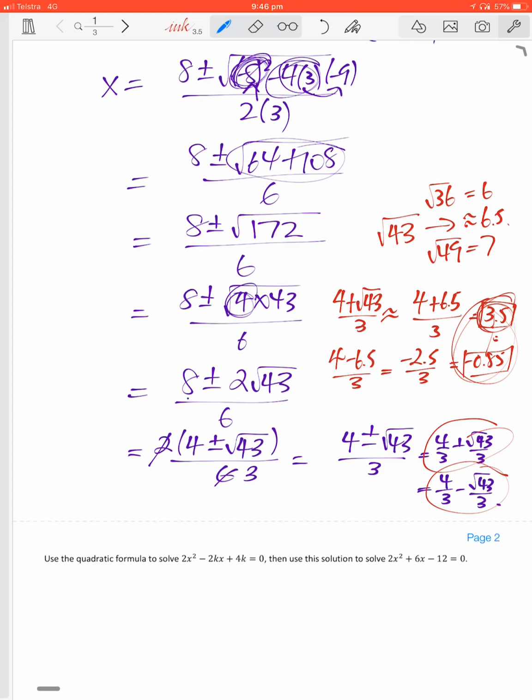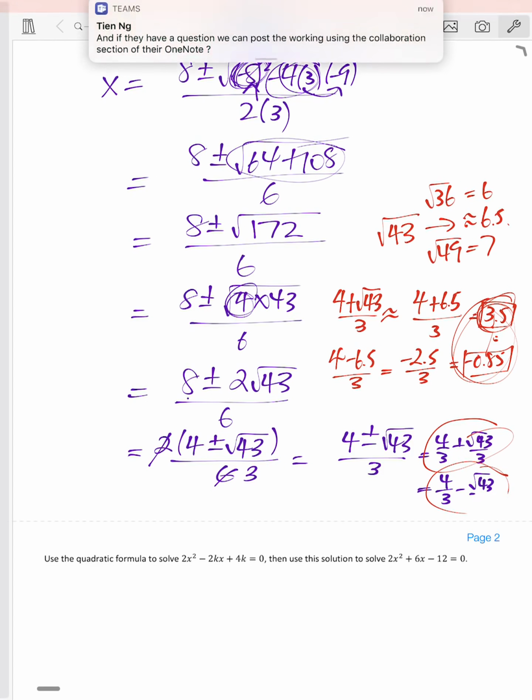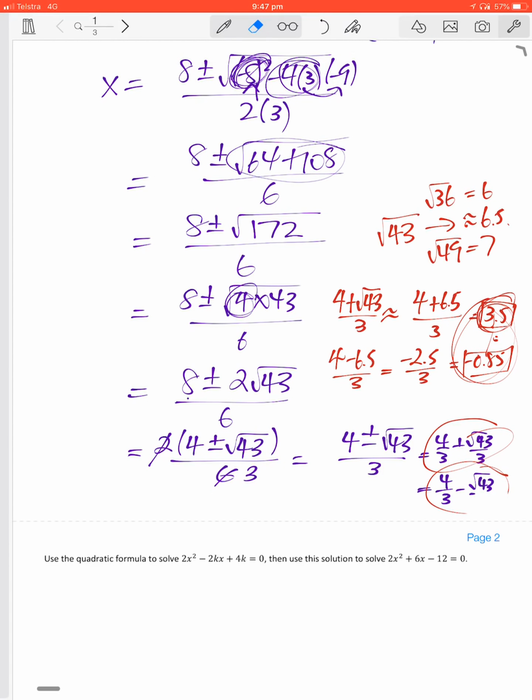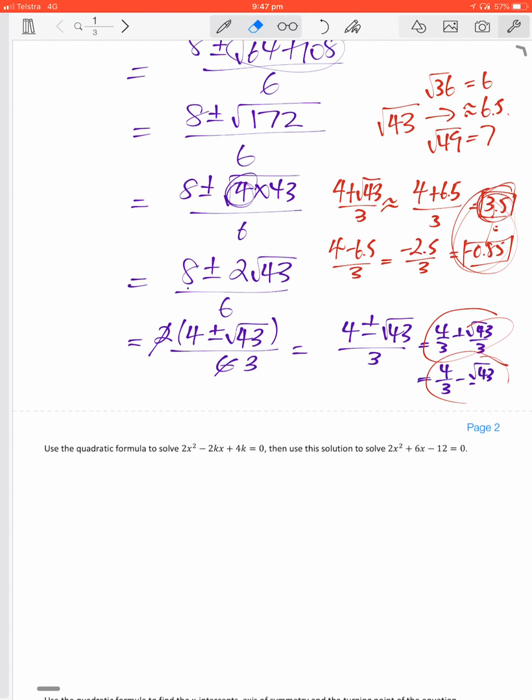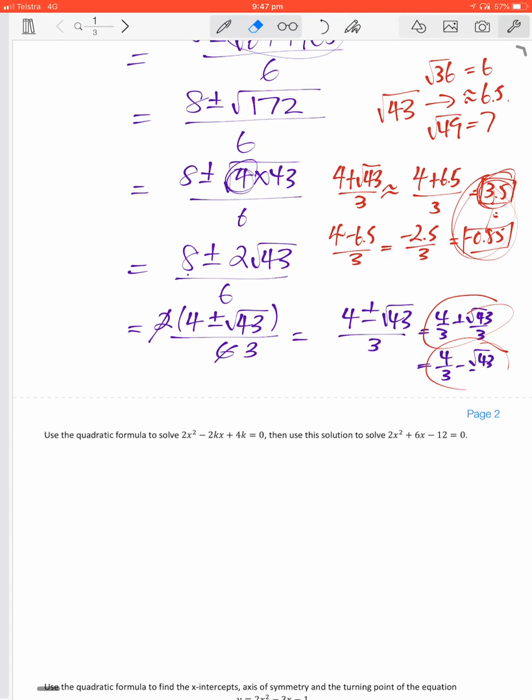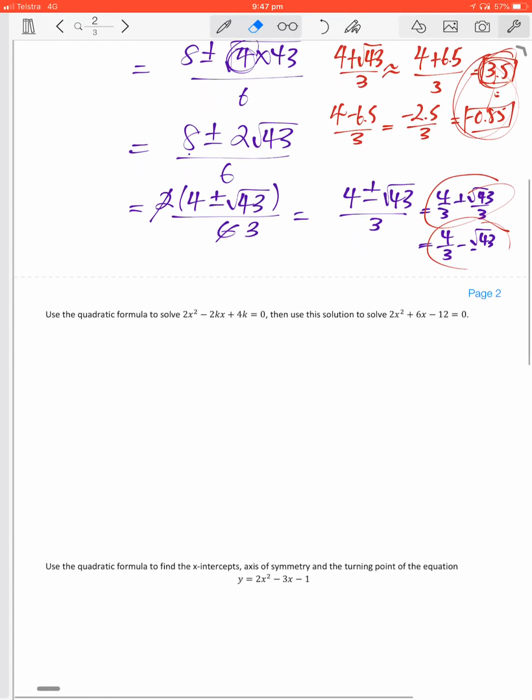So that's how you do it on your CAS. You just use solve, and you have it in decimal if you want decimal answers, and you have it in standard if you want it to be in square root form. So like exact answers.